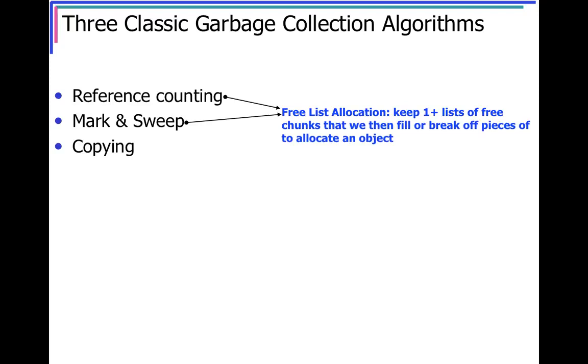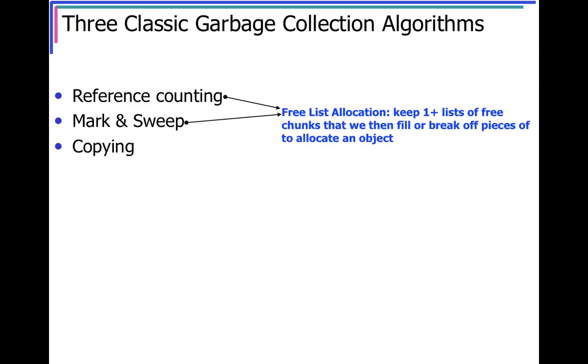These three algorithms together, all or in part, make up most of the garbage collection technologies that are in use today that you are familiar with in languages like Python, Ruby, Java, and JavaScript. The two that we're going to focus on are reference counting and mark and sweep.